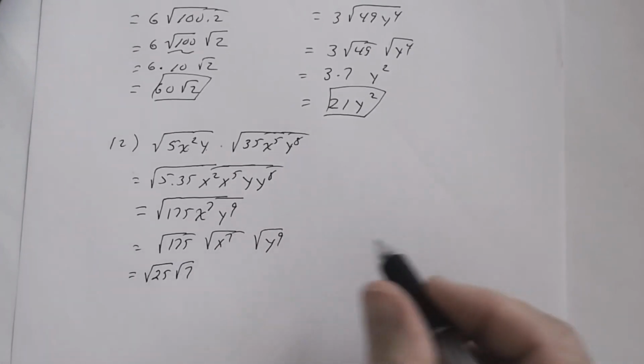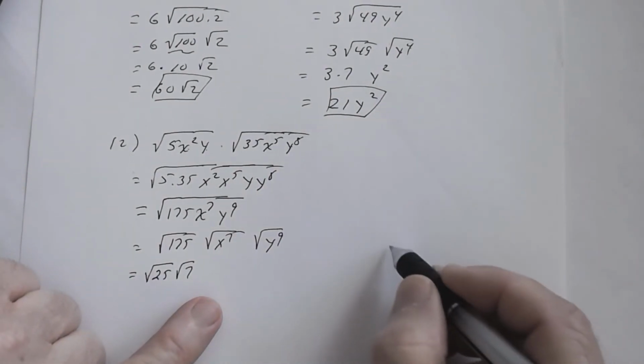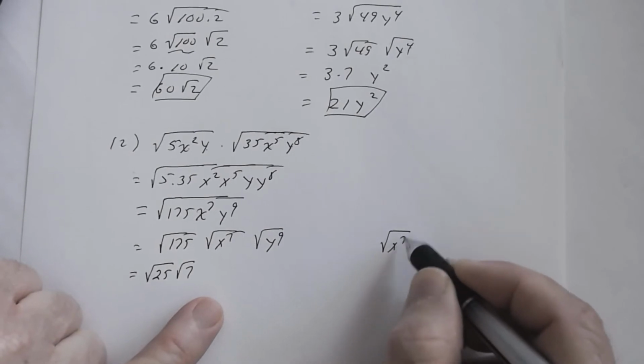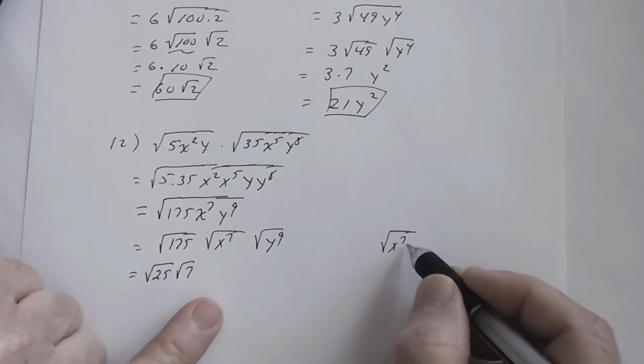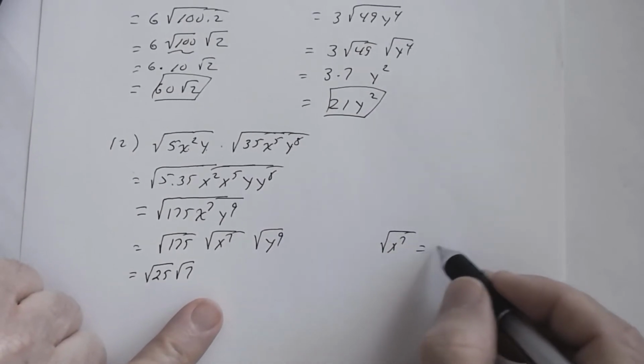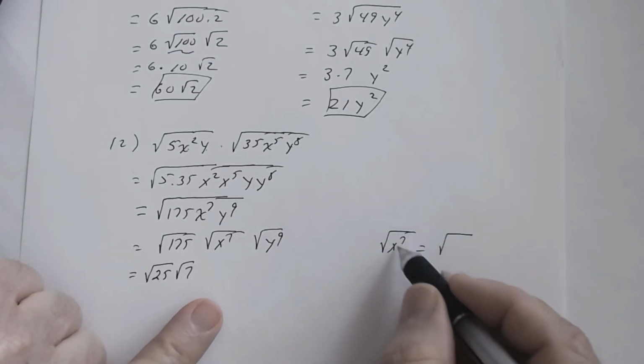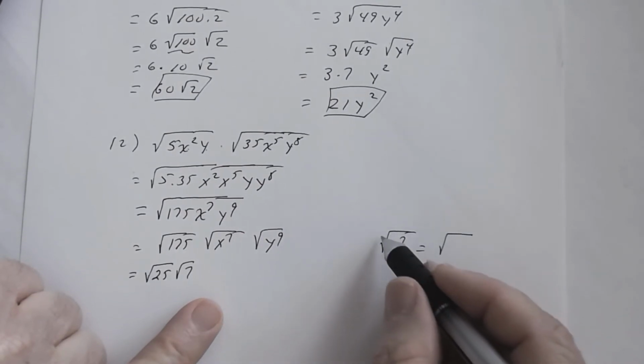Now let's talk about x to the 7. Let's kind of talk about that right here. So the square root of x to the 7. Do y'all agree that the square root of x to the 7, remember this is odd, so that's going to be the square root of, so what's the largest number less than 7 that's even?